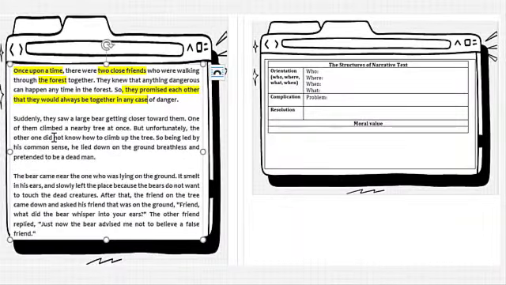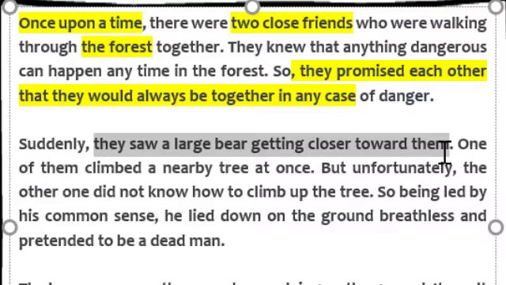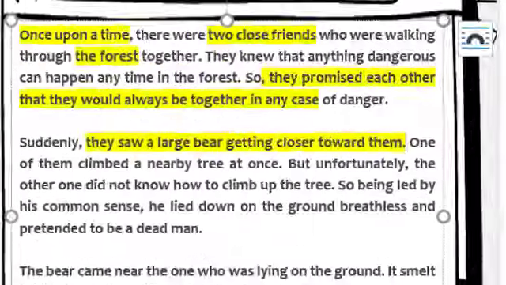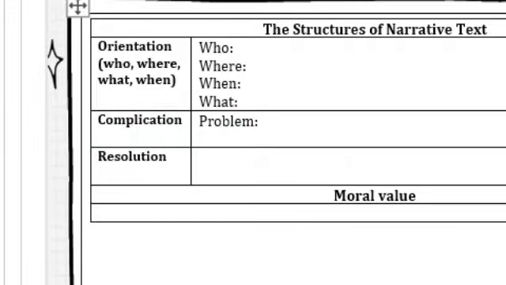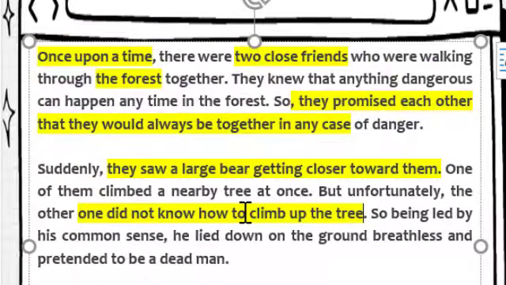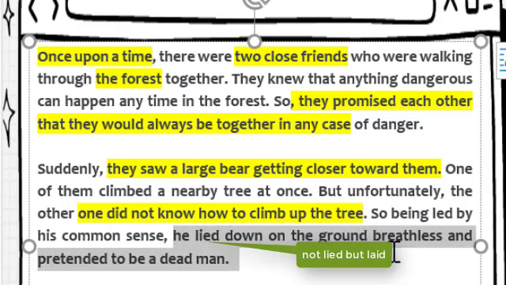And what is the complication? The problem happened when they saw a large bear getting closer toward them, and one of the two close friends couldn't climb a tree. And how did they solve the problem? One of the two close friends climbed the tree at once, but the one who didn't know how to climb up the tree lied down on the ground breathless and pretended to be a dead man.